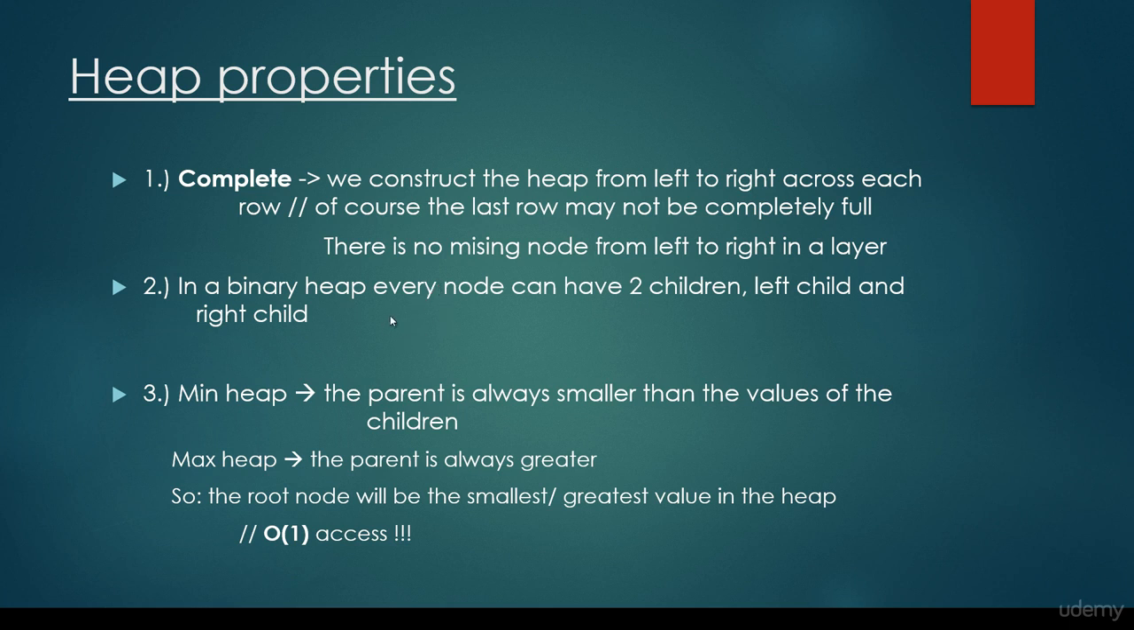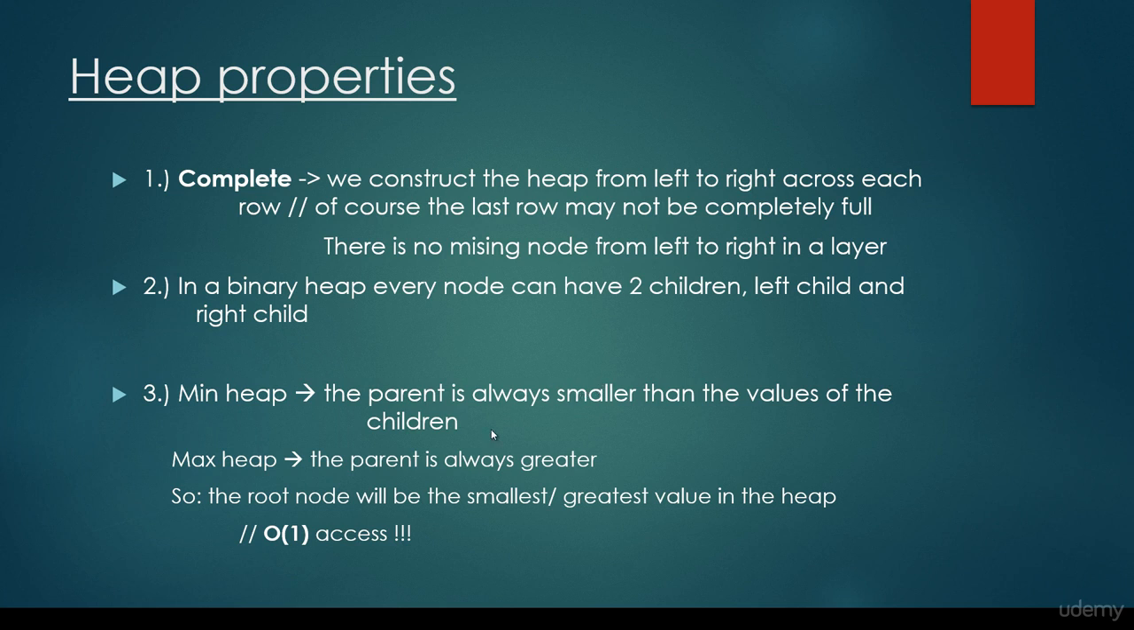It doesn't matter. What's very important is that for a minimum heap, the parent is always smaller than the values of the children. For a maximum heap, the parent is always greater than its children. So it's very important that the left child and the right child have nothing to do with each other, in the sense that we are not able to define that the left child is greater or smaller than the right child. What's very important is that the parent is greater than its children for a maximum heap. For a minimum heap, the parent is smaller than the values of its children.